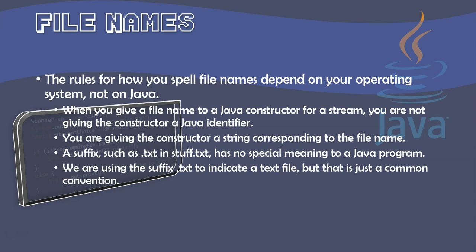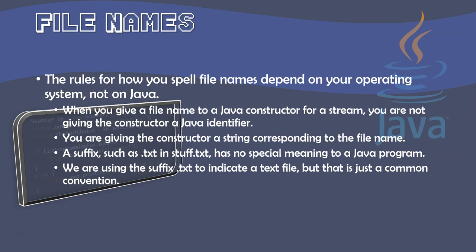Now, when we look at file names, for example, we have stuff.txt. That's just one example name. We can technically name that file anything that we want when we're writing out to that file, because we're choosing what to name it. However, we do still have to follow the rules of whatever operating system we're using. This is not dictated by Java. It's dictated by your operating system. So when the operating system says, I don't allow these certain characters in my file name, you can't use them.